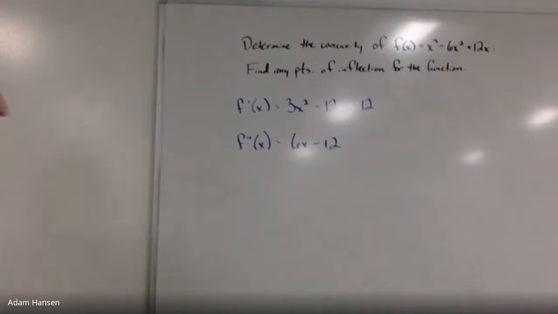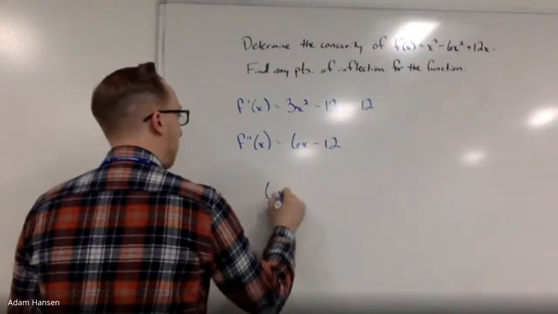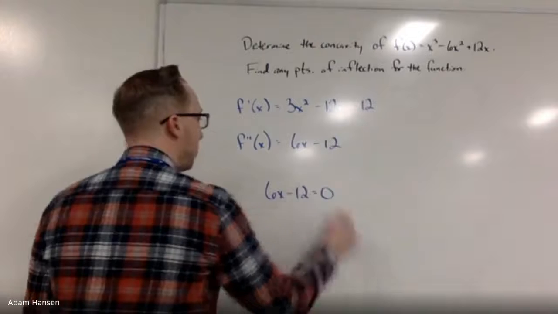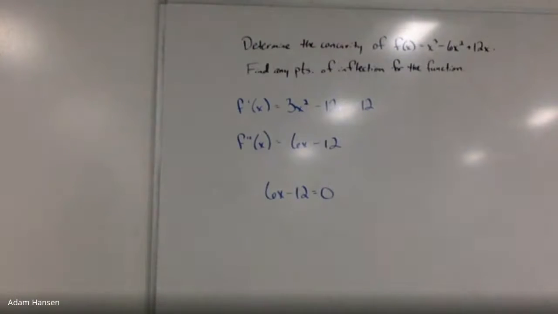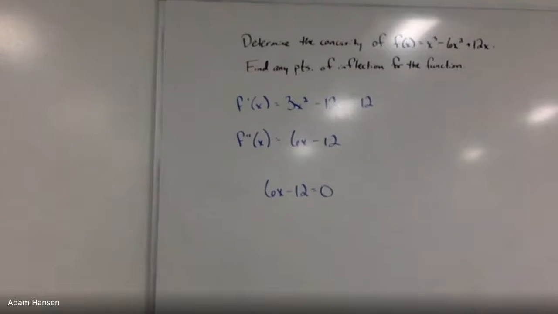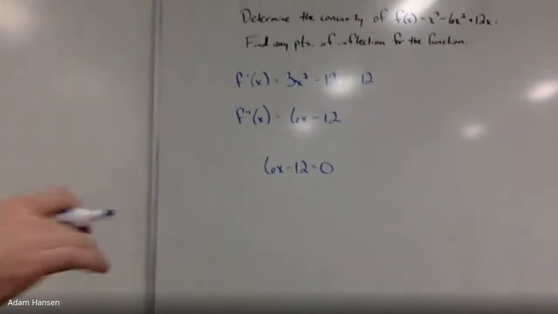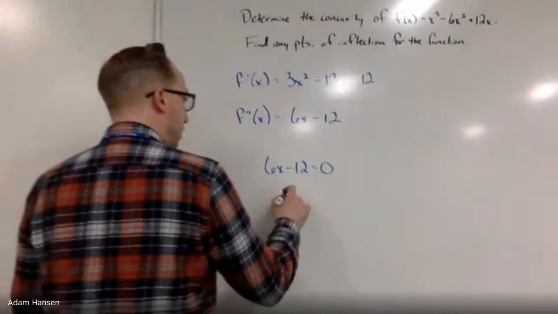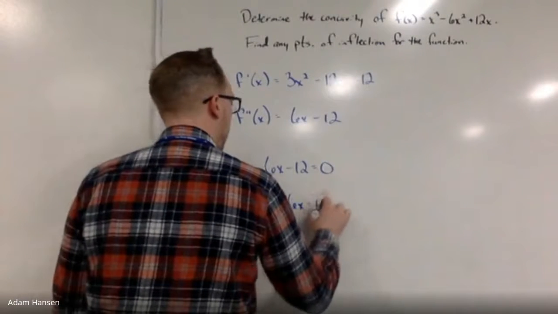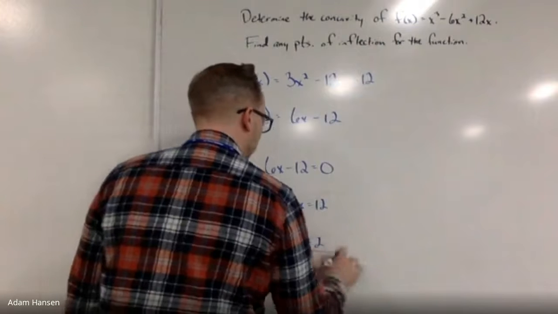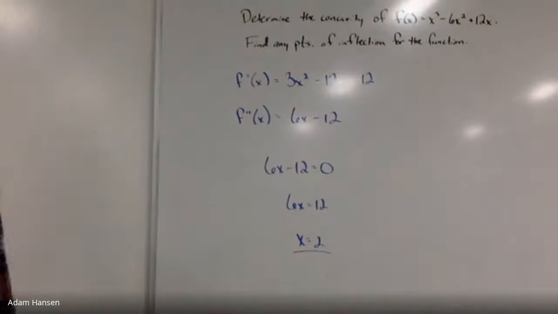Let's see where 6x minus 12 is equal to 0, in other words, the critical numbers of the second derivative, where the second derivative switches sign from positive to negative or negative to positive. Add 12 to each side, divide by 6, and I get 2. I know that the second derivative switches sign at 2 from either positive to negative or negative to positive because this is where the second derivative is equal to 0.